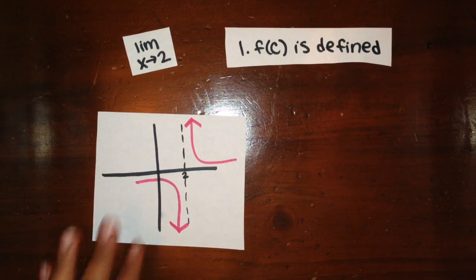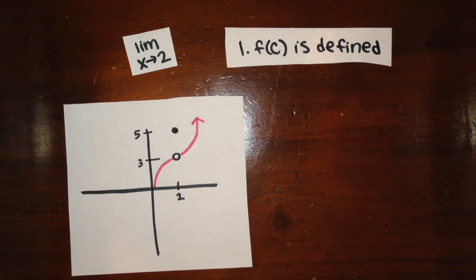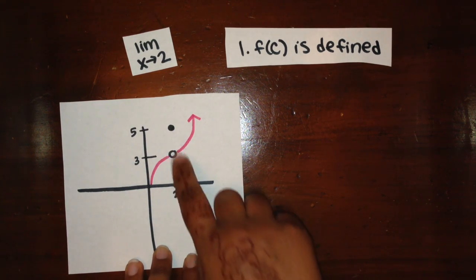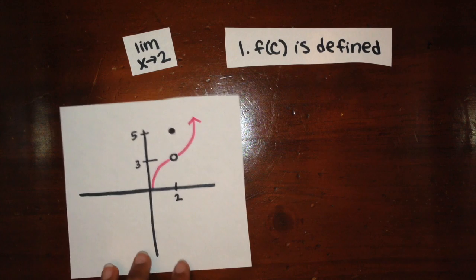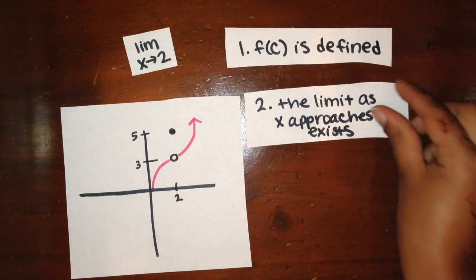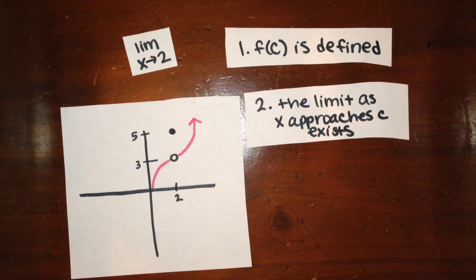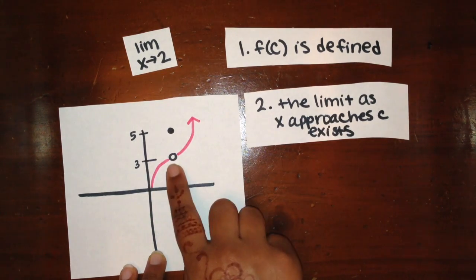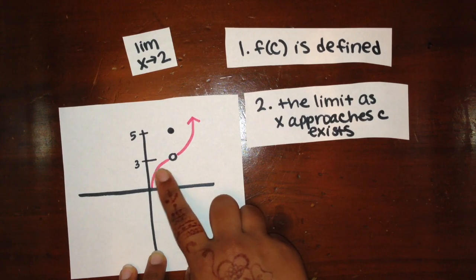And now we're going to take a look at a third graph. So we're still going to be looking at f of c, with c being equal to 2. Here we can see that f of c equals 5. So that's good, we have a value for that, and we're going to go on to the next step. The limit as x approaches c exists. As x approaches 2, we can see that yes, there's a limit, and that limit is right here, 3.